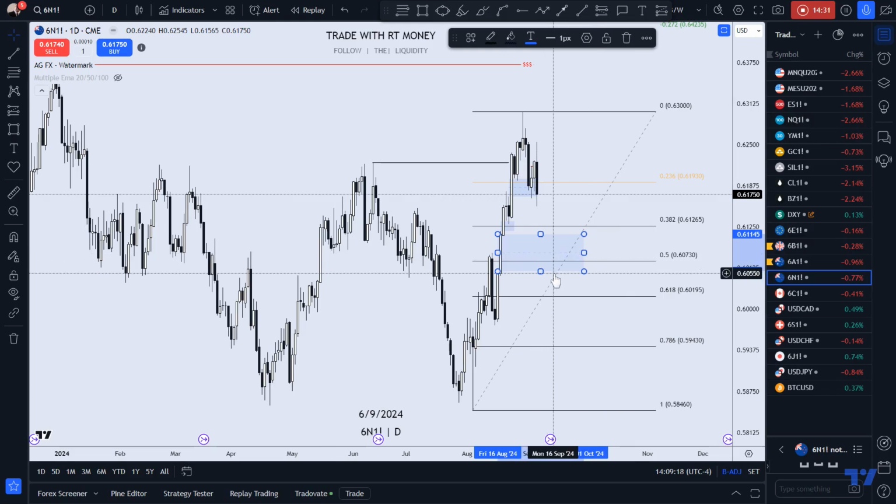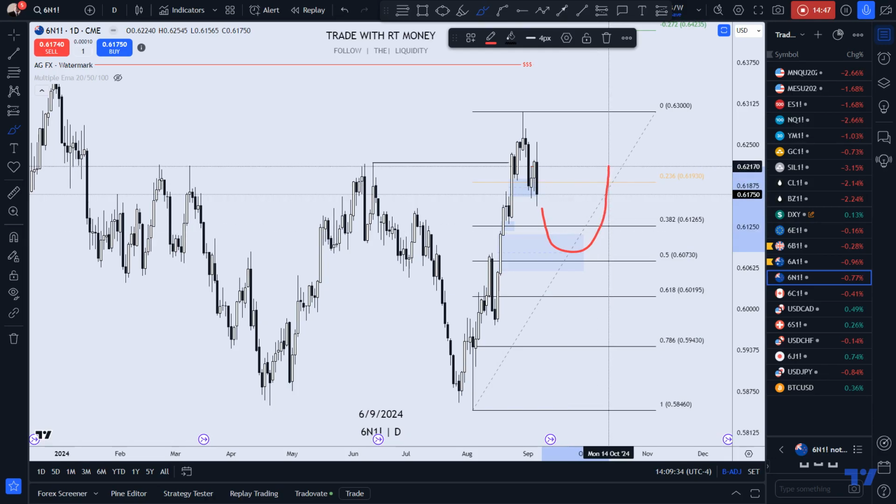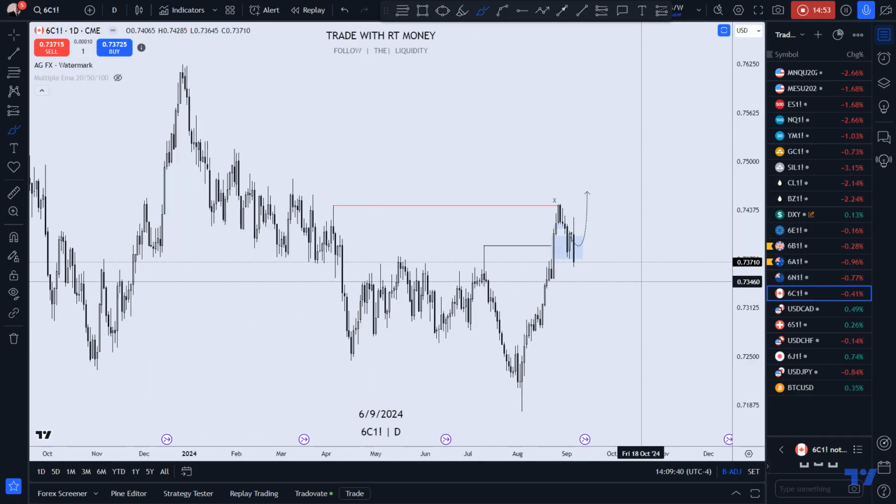I want to see price come down here. It may wick below this area, but I believe the close and open will be in this area, and that's where I'm looking for price to turn around. Does that make sense? I hope so. If I have to draw it, I'm looking for this. If we go to the CAD, this was last week.